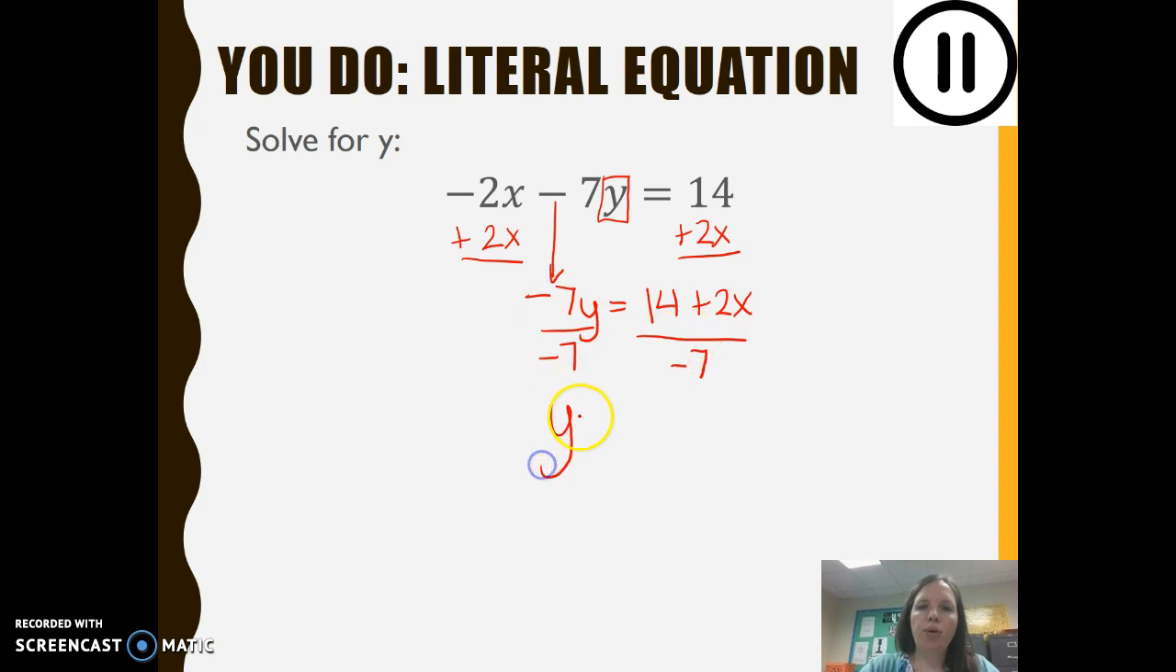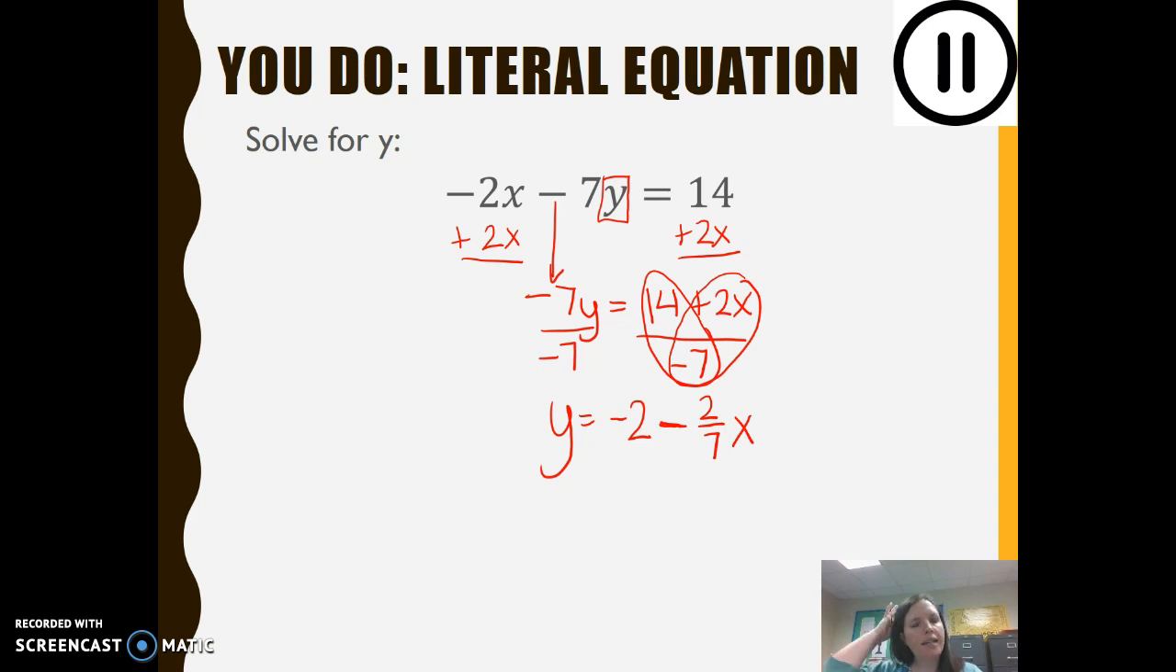We divide 14 by negative 7, we get negative 2. If we divide 2x by negative 7, I have a positive and a negative, so I'm going to end up with a negative value. And 2 and 7 do not divide evenly, so I'm just going to leave it as a fraction of 2/7 x. You could also leave it as 2x over 7, and that would be fine. But that negative answer becomes my minus sign. So either that, or if you wrote it in the other order, that would be fine as well.